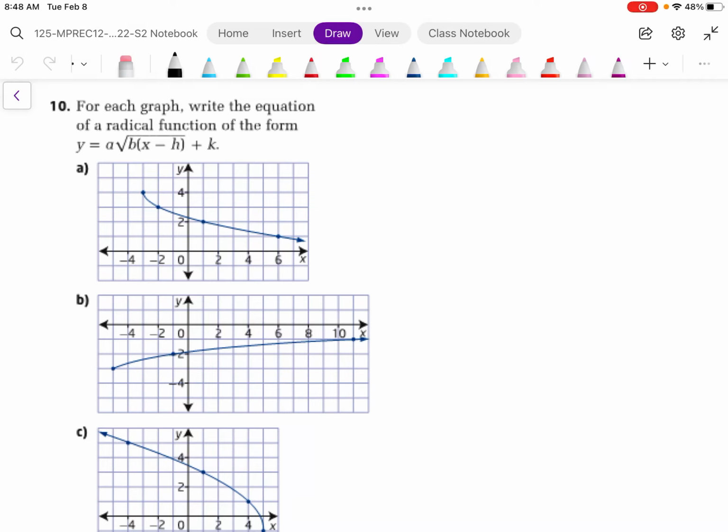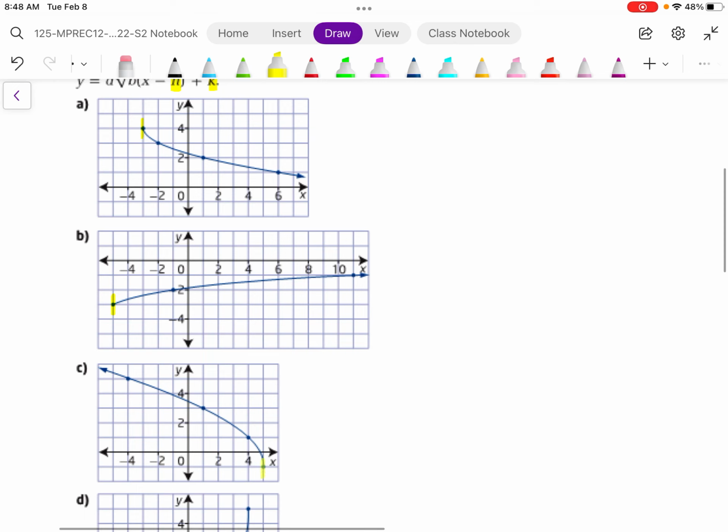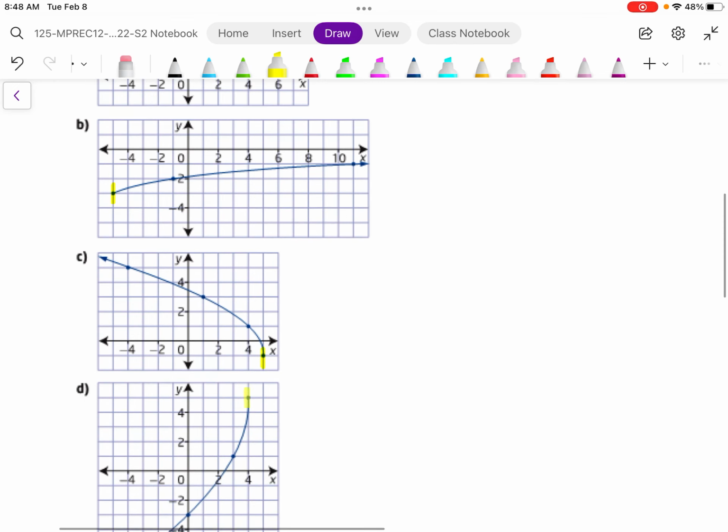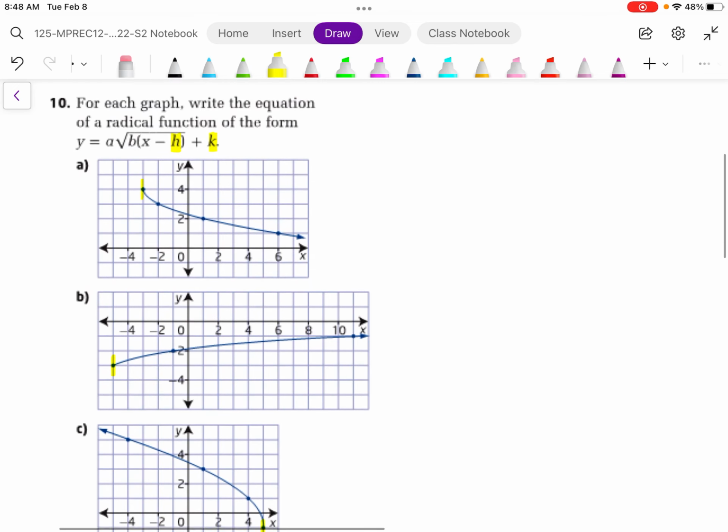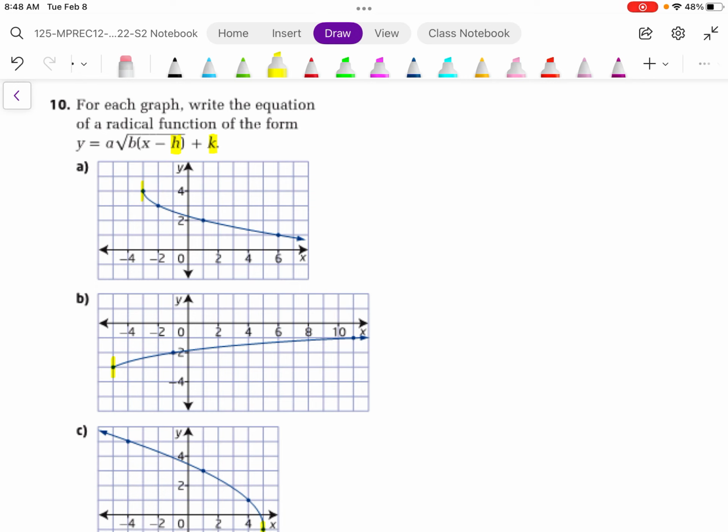In question 10, we want to get the equation in the graphing form of the square root function. So a square root b minus x minus h plus k. The h and k are important because they identify the vertex locations. So for all these graphs, it's going to identify the vertex location. So that's where we're going to start with the first one.